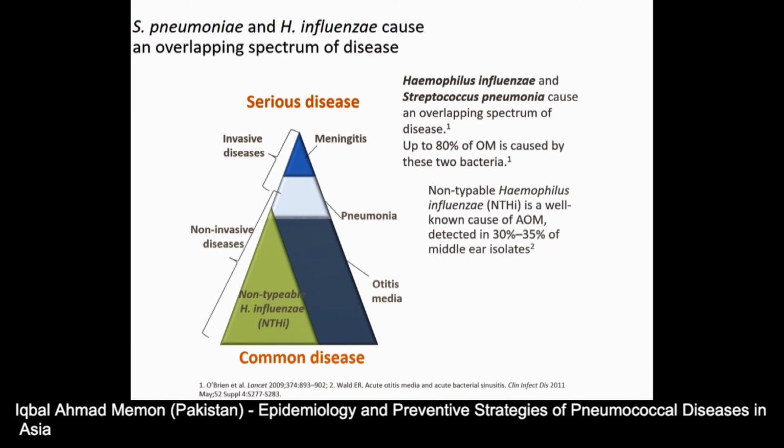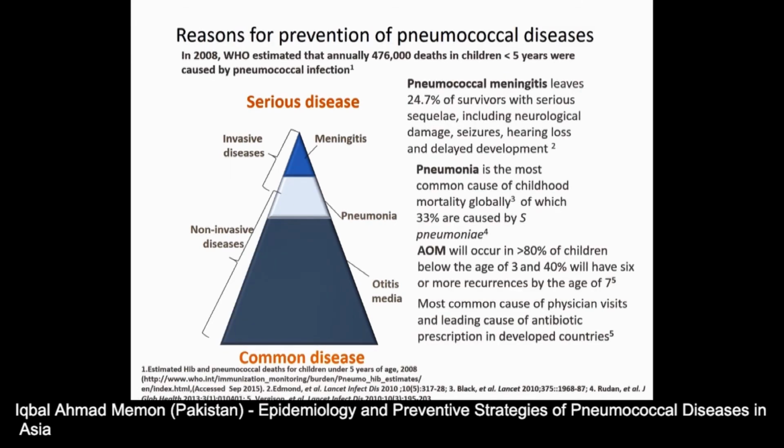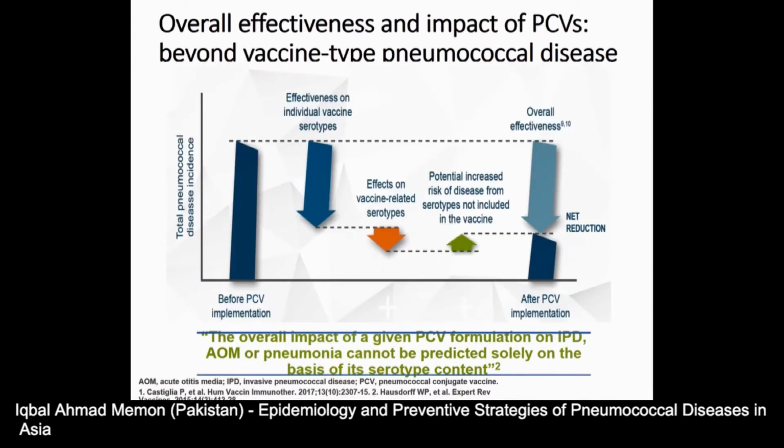So strep pneumonia, coupled with H. influenzae, is a serious element, along with IPD, meningitis, pneumonia. So they're partners in all this, from common disease to serious disease. There are these two major partners. And for these reasons, we must therefore prevent pneumococcal disease so that we can reduce morbidity and mortality of this disease.